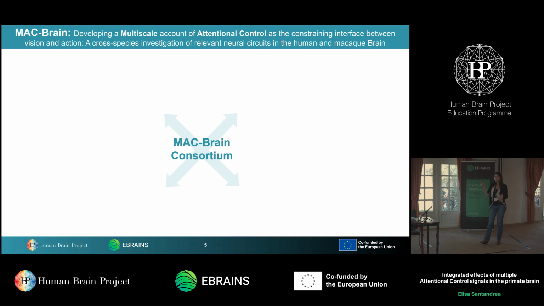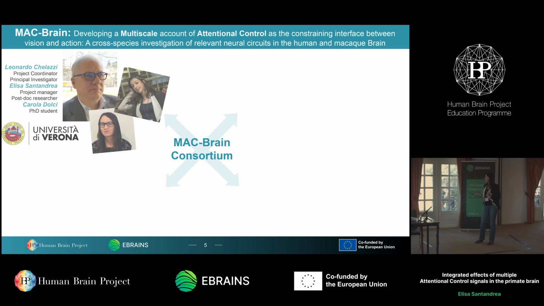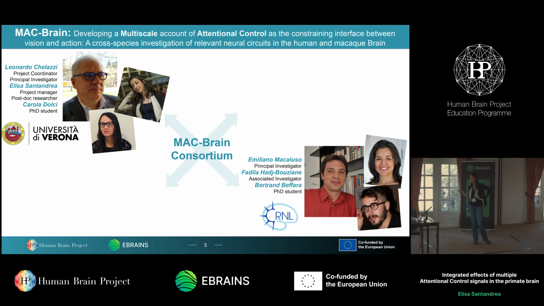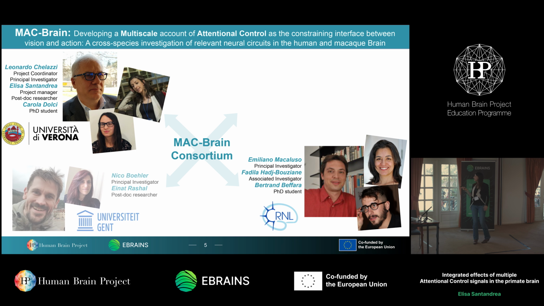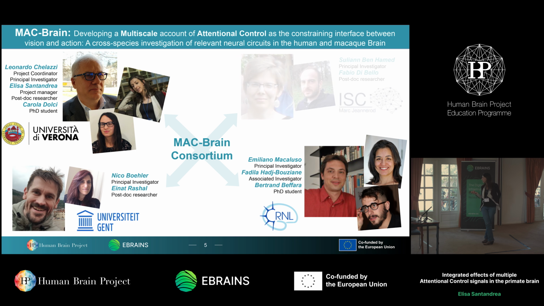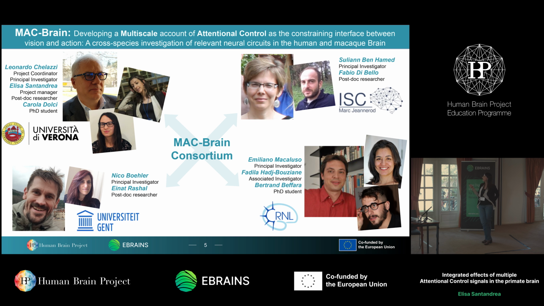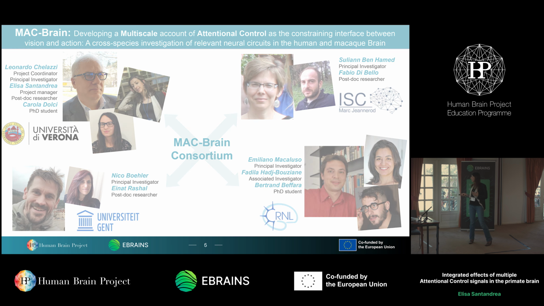So the Macbrain Consortium was made of 4 units representing different expertise. The unit in Verona, a unit at the Neuroscience Research Center in Lyon, a unit at the University of Ghent, and finally a unit again in Lyon that's at the CNRS. These 4 groups were basically involved in all phases of the project, but contributed with different kinds of expertise.